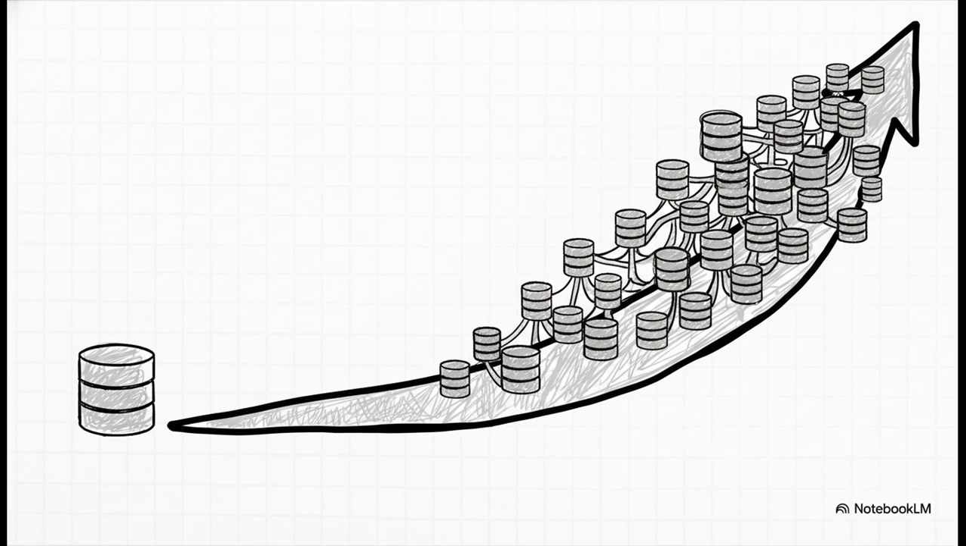Okay, next up, scale. Look, it's pretty easy to build a proof of concept with a few thousand documents. That's the fun part. But what happens when your app actually succeeds? What happens when you suddenly have to handle millions or maybe even billions of data points? You have to plan for that. You need a database that's not just going to work today, but one that can grow with you.